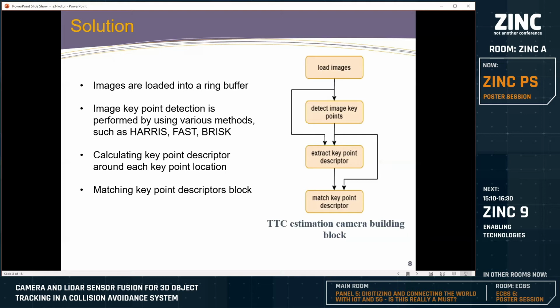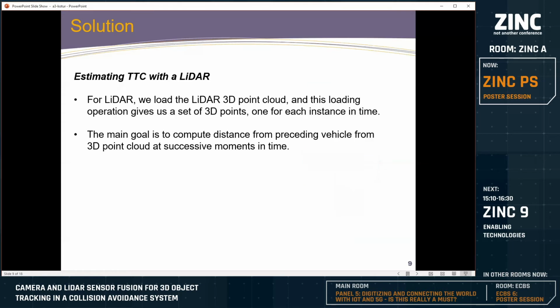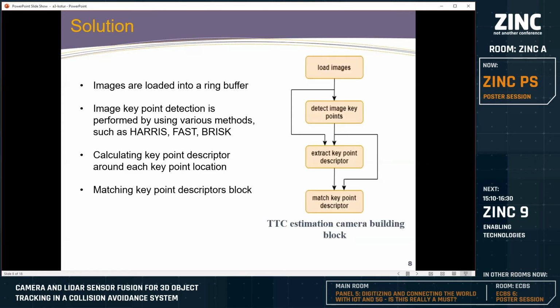Image key point detection is performed by using various methods such as Harris or FAST, and the output of all methods is a set of key points which are piped into the key point descriptor block. This block takes 2 inputs. The first are key points from the previous block, and the second are images from the ring buffer, so that a key point descriptor can be calculated around each key point location, reflecting different properties around the key point and used for uniquely identifying this key point in the image using its local neighborhood.